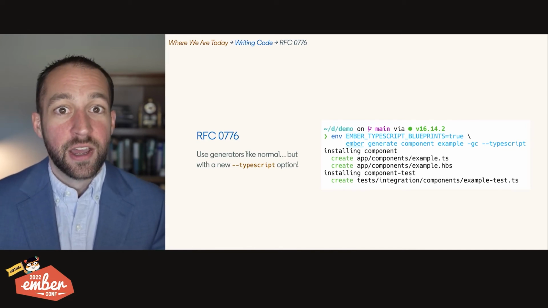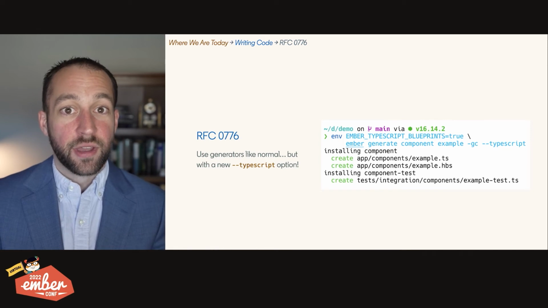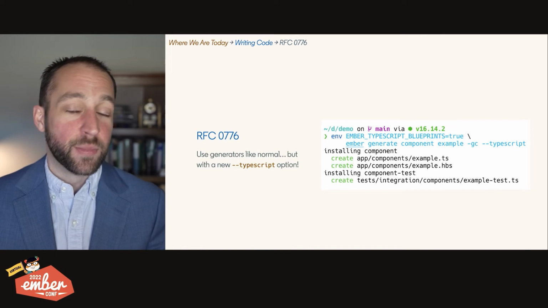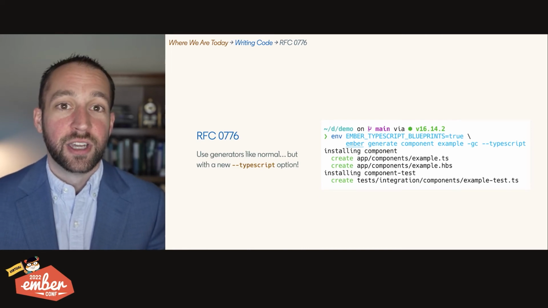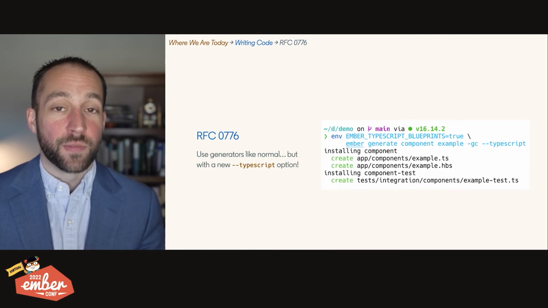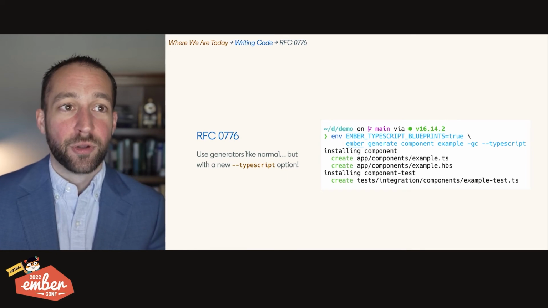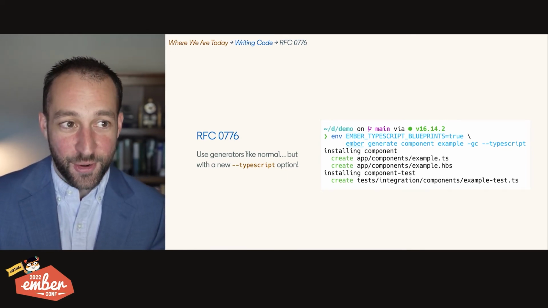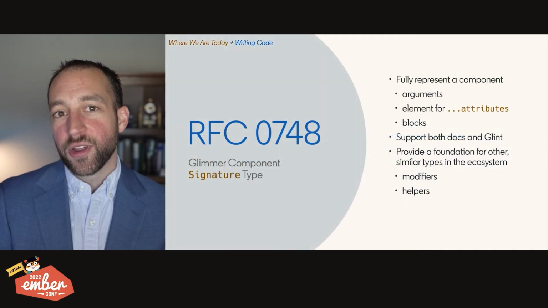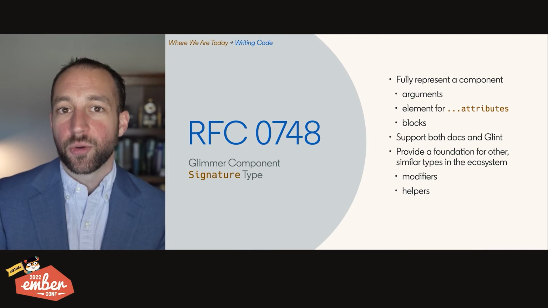The net is that you just type --typescript when you're generating a blueprint, and it just works. You can do this today on Ember 4.4 beta 1 or later, and Ember CLI 4.3 beta 1 or later. You pass the enable TypeScript blueprints feature flag and the TypeScript flag, and when you generate a component class, you get it in TypeScript if you pass the TypeScript flag. We're very excited to see this land on stable because we're very tired of trying to keep the component blueprints up to date.